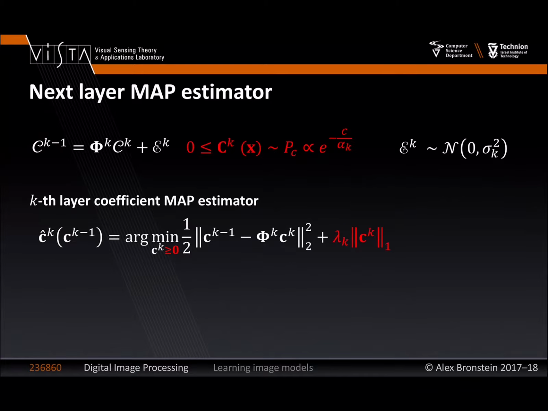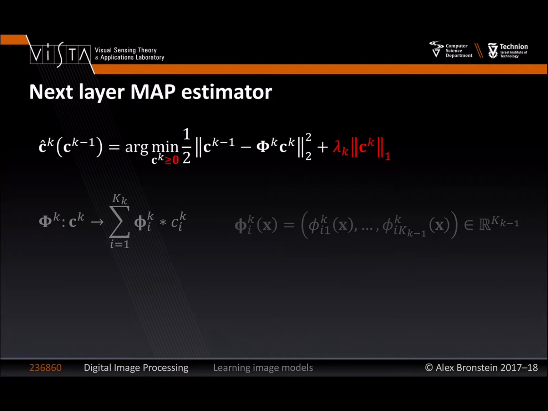We can now do the same for the next layer. So in the next layer, I will have C2 estimated from C1. And let's do it just for any k. So in any k, I will have c k minus 1 going as the input, and I'm going to estimate c k. Okay? And again, this will be exactly the same estimator, but I will have the dictionary of the kth layer and some maybe different lambda k appearing in the estimator. Okay.